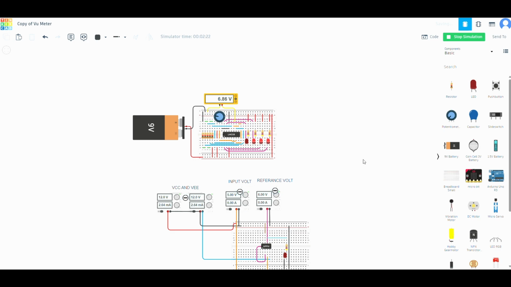So this is working. But now we have to make a 10-comparator based circuit, which is not possible in this software. So we are using Proteus to finally make a proper working circuit. So let's go.